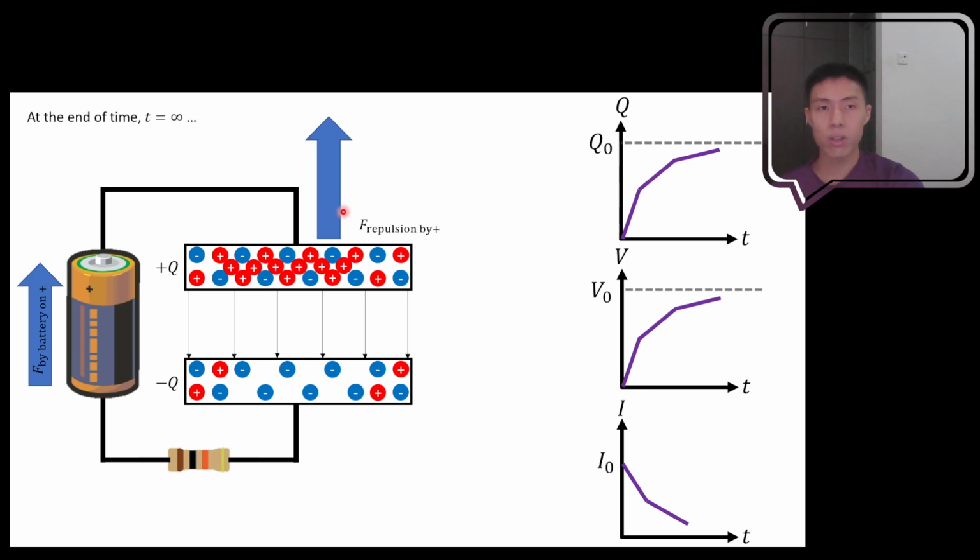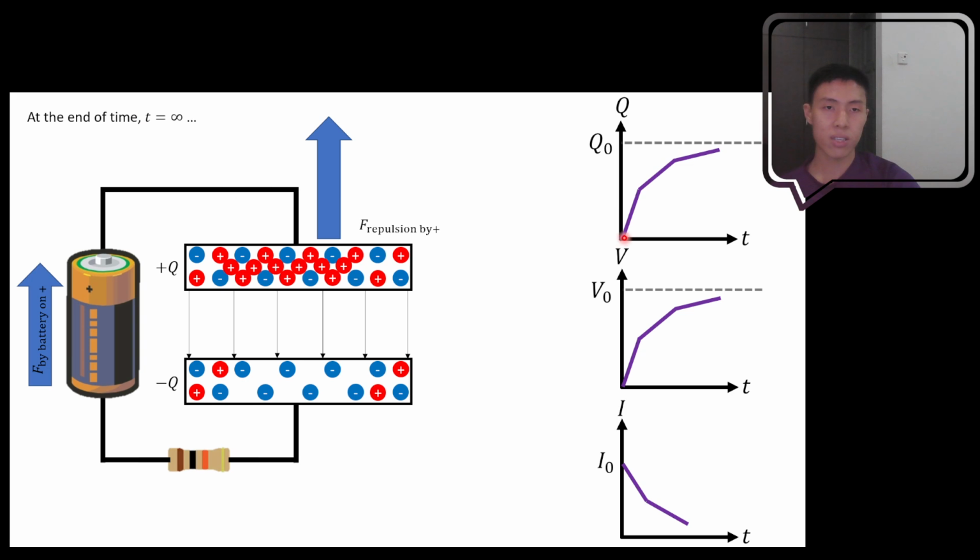At that moment, the repulsion is so strong that the battery cannot push anything in anymore. The force exerted by the battery is balanced by the force caused by the repulsion of the positive charges. Here it is trying to push with 5 Newton, and here it is also trying to push away with 5 Newton. So the forces become balanced already. No charges can enter anymore. So this happens at time equals infinity.